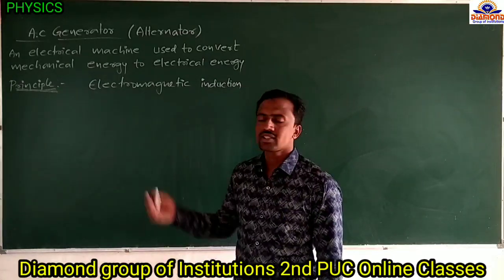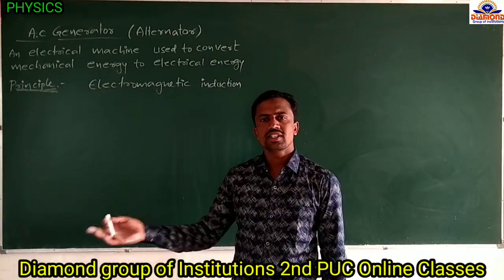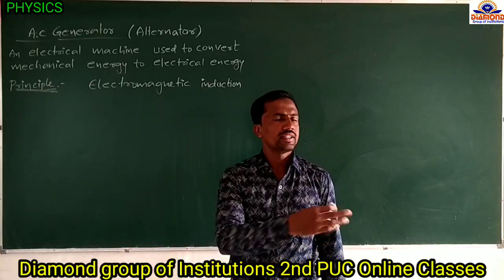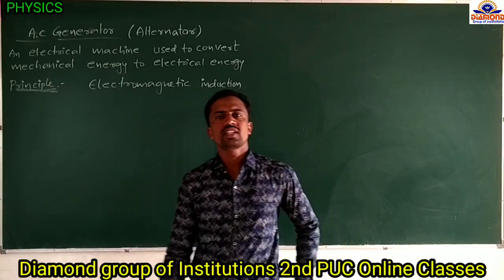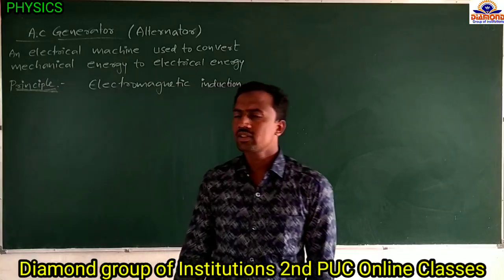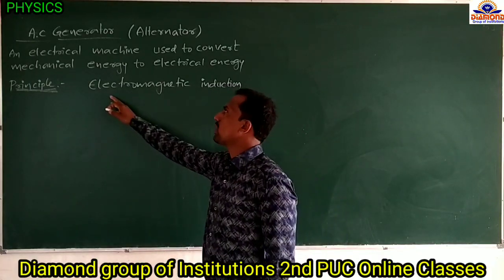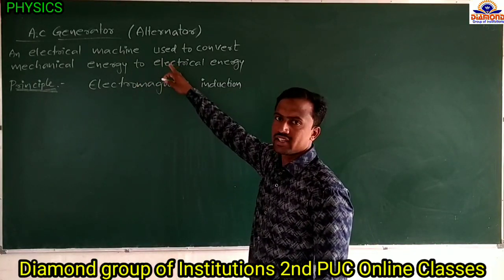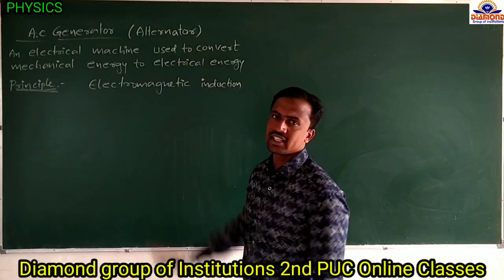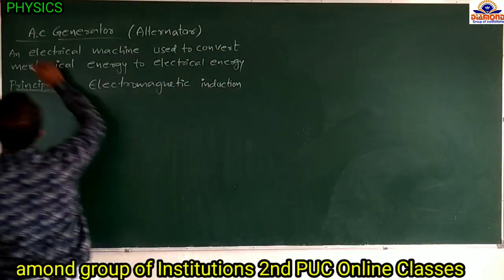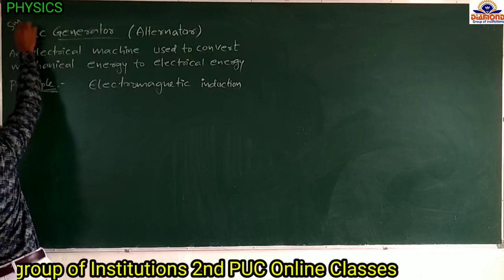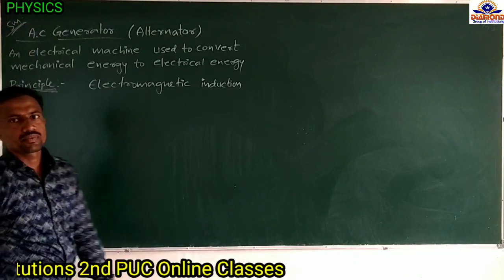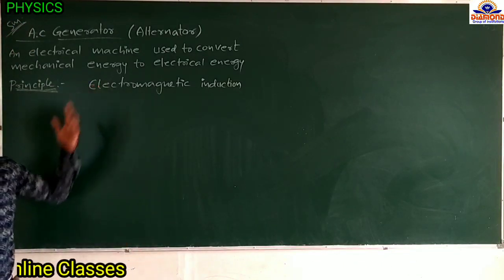In the last class, we discussed the energy consideration, mutual induction, self-induction, and energy stored in an inductor. Today's class covers another topic: the AC generator, also called an alternator. It is most important for the 5 mark question. For 5 marks, what is an AC generator?